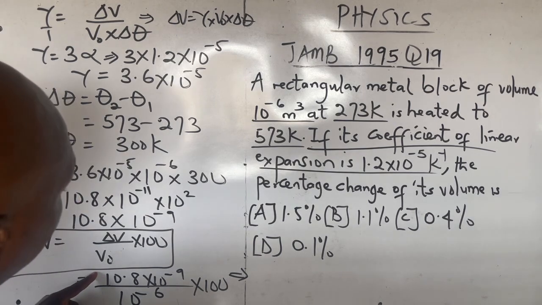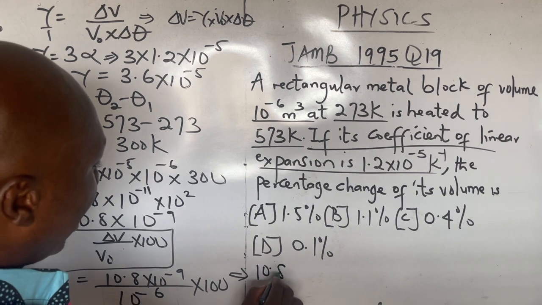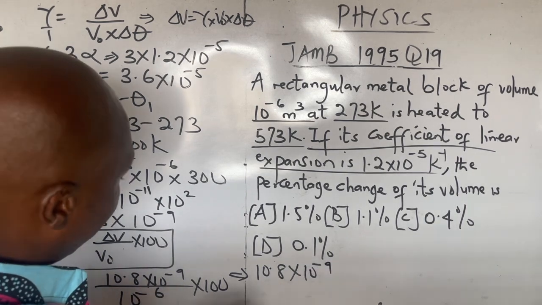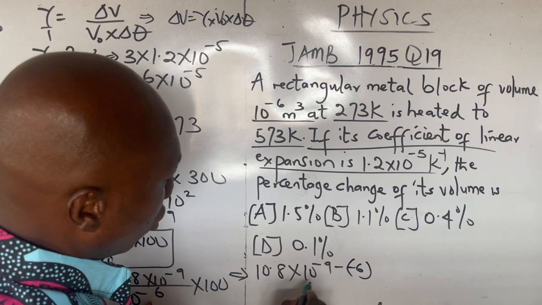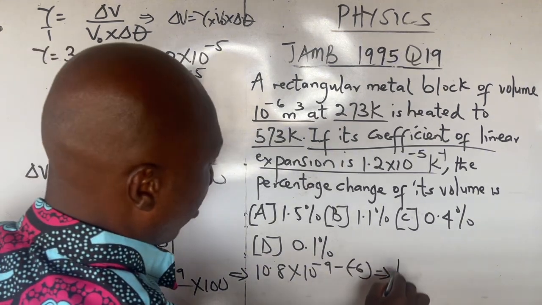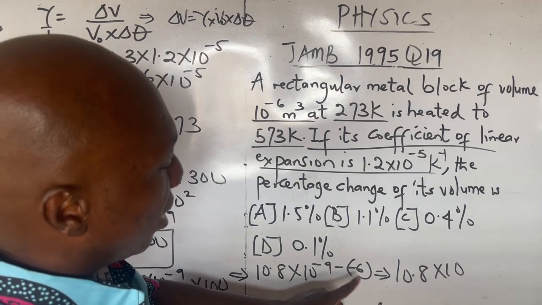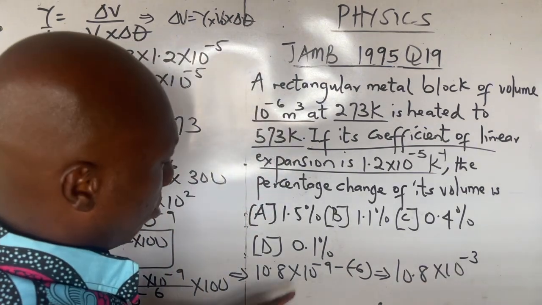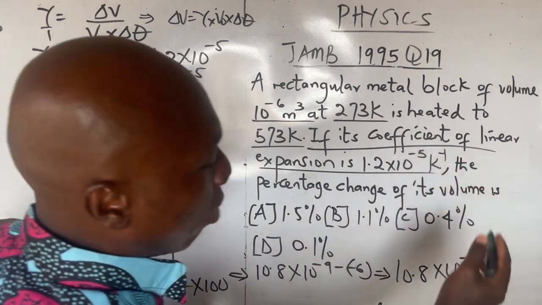10.8 times 10 raised to power minus 9 over 10 raised to power minus 6. If we do this very well, applying indices, division means minus. With this minus coming up, it will change to plus. So the final answer will be 10.8 times 10 raised to power minus 9 plus 6, that's minus 3. Negative times negative is positive.